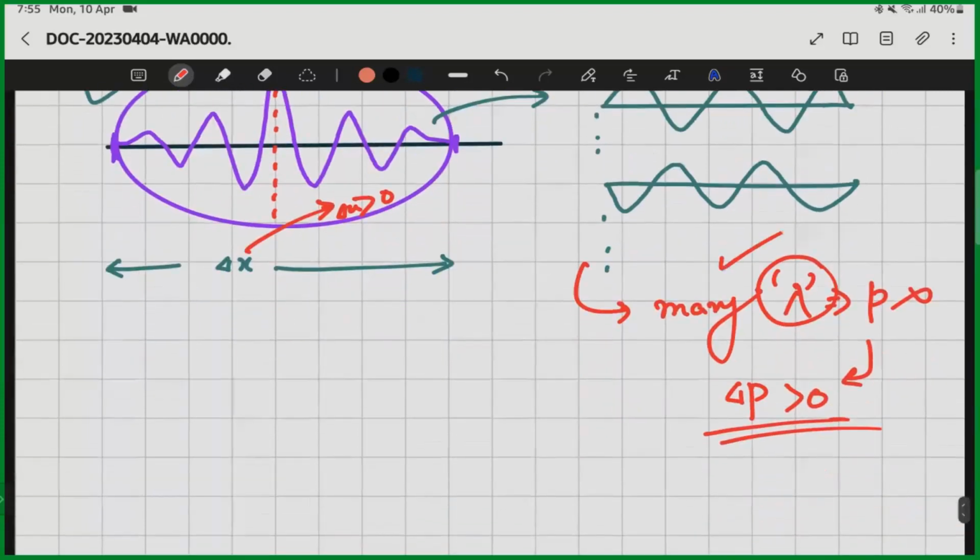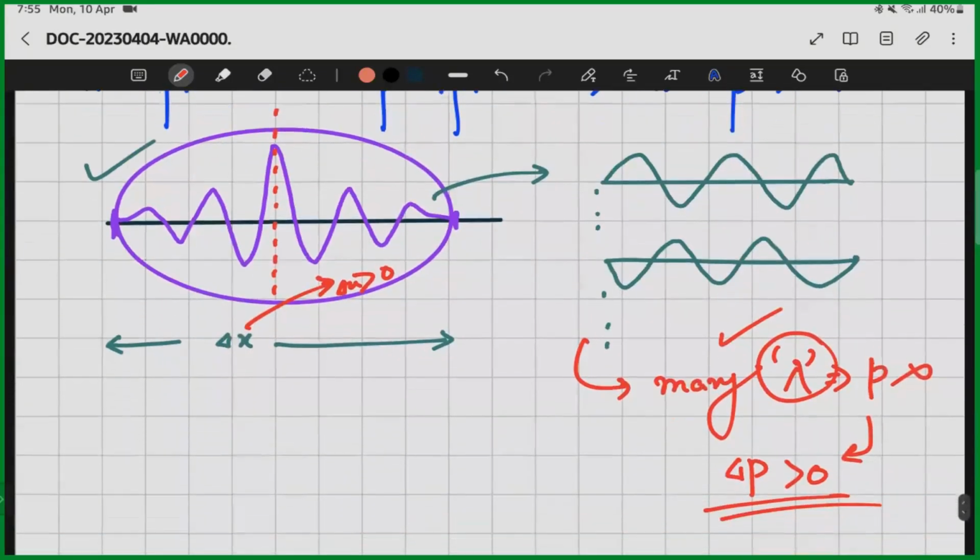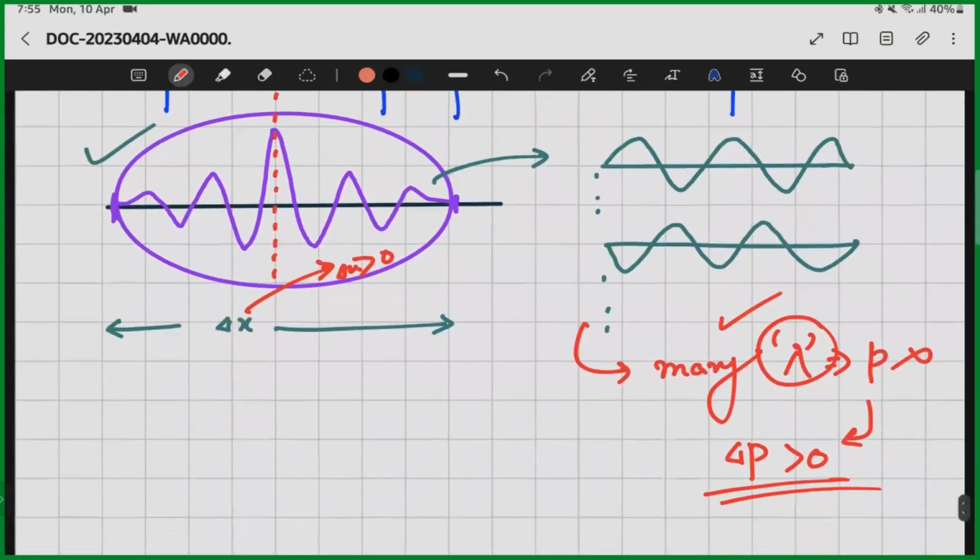Uncertainty in lambda means there is some mean value of lambda, a central value of lambda, and around that central value lambda is varying, and there are lots of waves, so there are lots of lambda. That means uncertainty in lambda is there. As a consequence, there is some uncertainty in momentum as well. So del P will be greater than zero. If del X is greater than zero, del P will also be greater than zero.